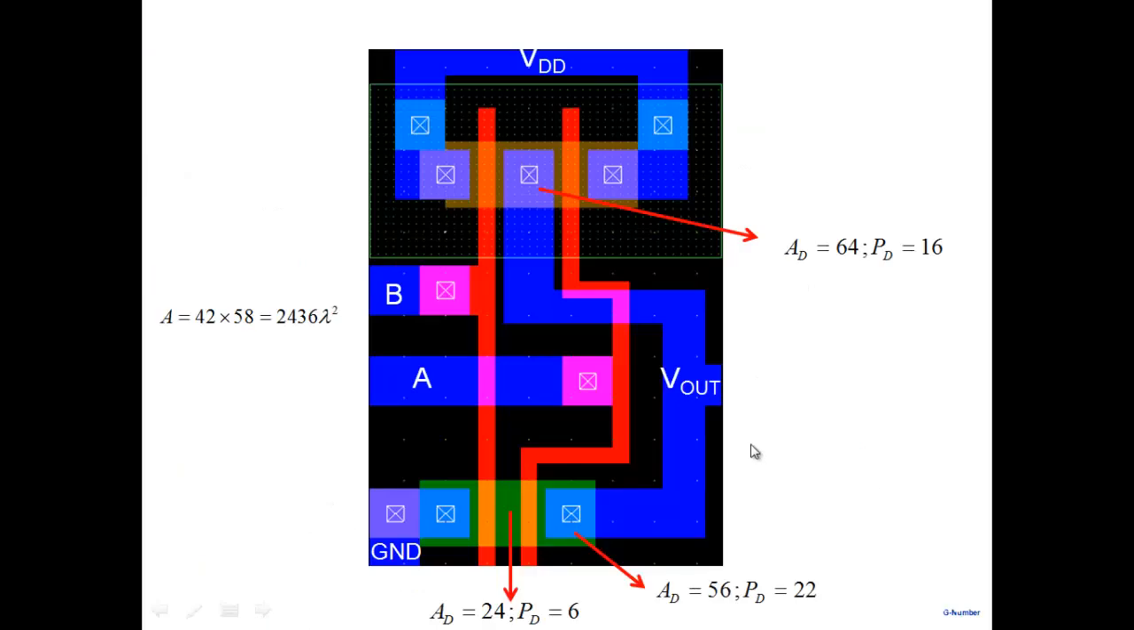So for that, the first thing that we need to do is the layout. We need to do the layout of the NAND gate. Again, there are many ways in which you can do this, not an optimal layout. This was done in a couple of minutes.